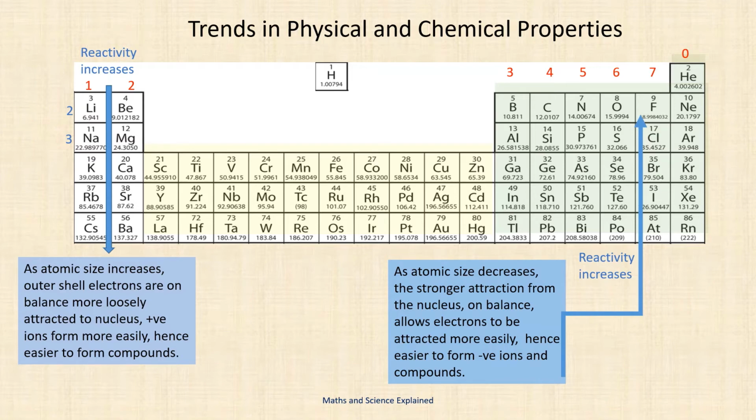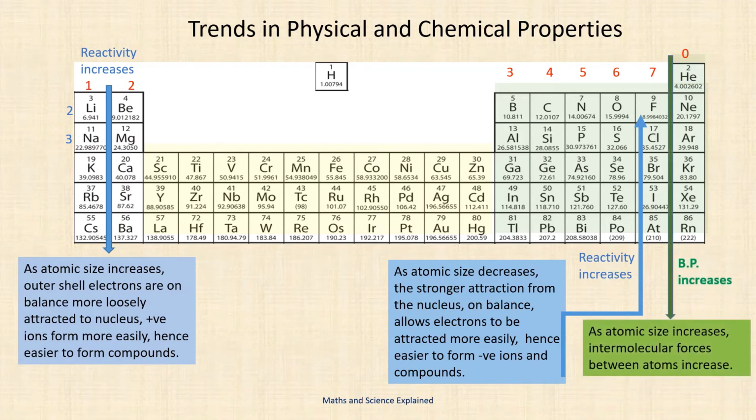Let's now look at physical property trends. Take groups 7 and 0. Here the boiling points increase down the group, because as atomic size increases, intermolecular forces between atoms increase, meaning more energy is required to break them. In group 7, melting points follow the same trend. For example, at room temperature, fluorine and chlorine are gases, whilst bromine is a liquid and iodine a solid.